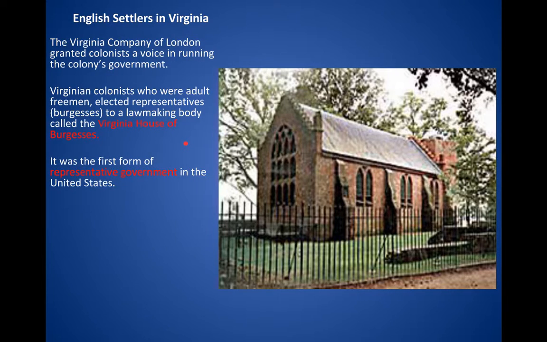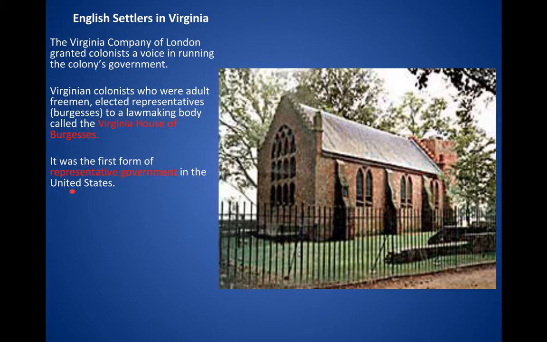It was the first form of representative government in the United States, and that is a huge spot to start with how the United States would be run and why the United States came about. Representation of the people was a key reason why the United States formed as a country.